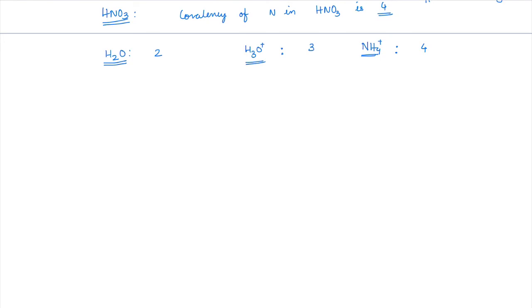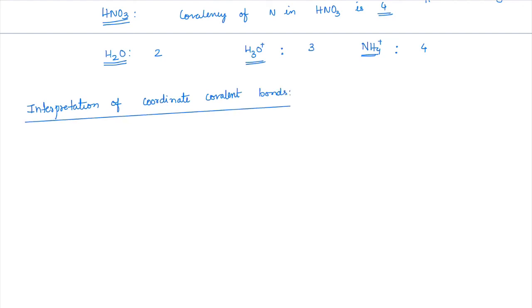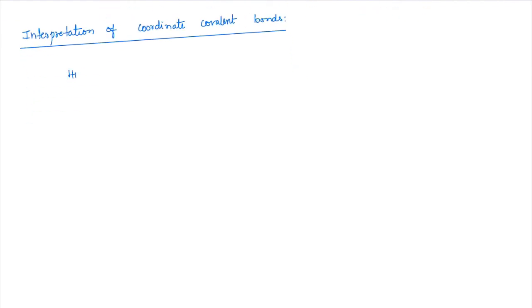I hope you have understood the interpretation of coordinate covalent bonds. That is, when I write HNO3, you know that I can write it as a double bond O, a dative bond O, a single bond O and H, and this dative bond can be written in the bond line structure as N, double bond O, single bond O with minus and plus. Hannah, you have understood this, right? This representation becomes very useful when we learn something called resonance. So this is what we'll learn now.